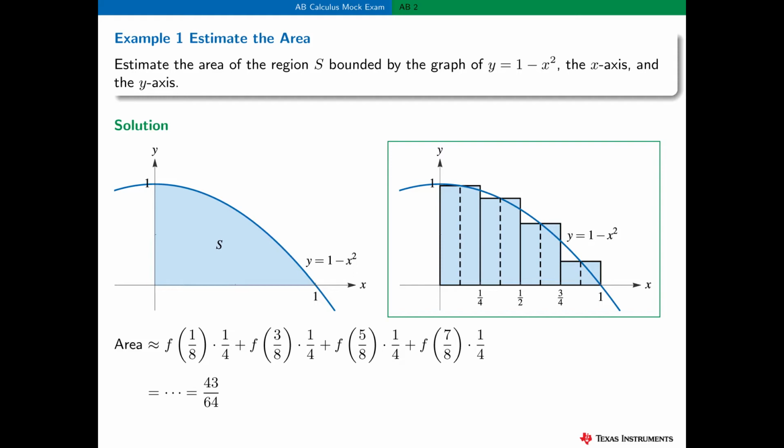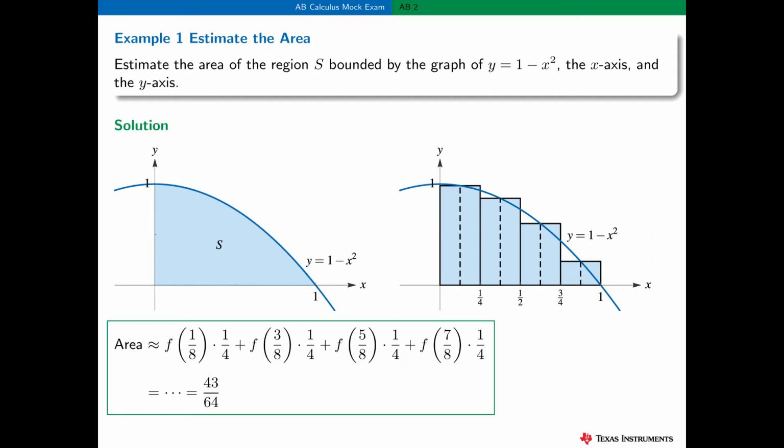You can see that if we add the areas of these rectangles, this would be a reasonable approximation to the area of the region S. Here is the sum of those areas, where the area of each rectangle is the height times the width, or again, the value of the function at the midpoint of each subinterval times the width of the subinterval. And this is simply a midpoint Riemann sum.